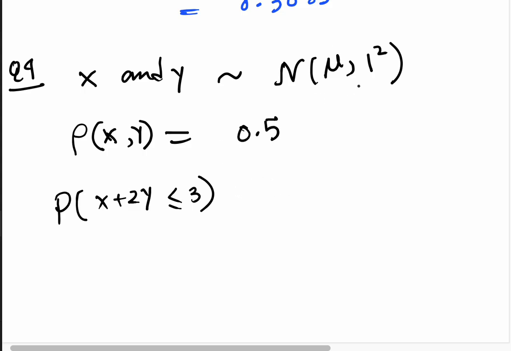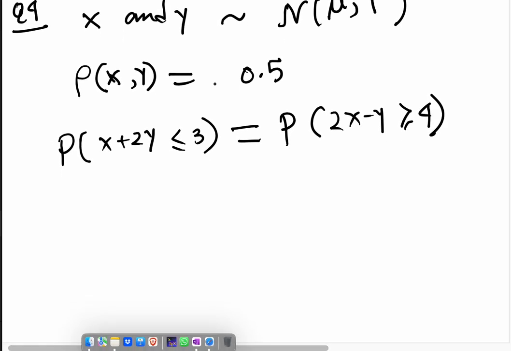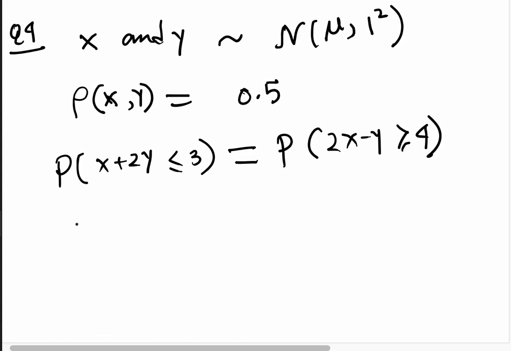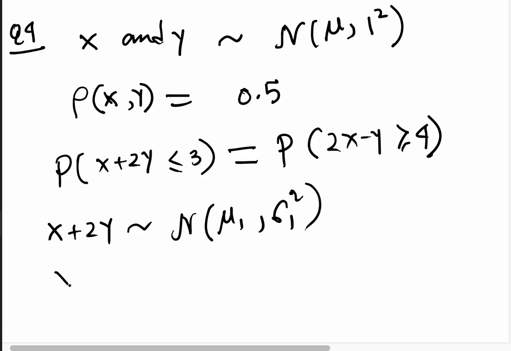the mean such that the probability of X plus 2Y less than or equal to 3 is equal to the probability of 2X minus Y greater than or equal to 4. How to find that? So let's see. We know that any linear combination of normally distributed random variables is again a normal distribution. So that means X plus 2Y should be a normal distribution with some mean and some standard deviation, and this 2X minus Y is also a normal distribution with some mean and some standard deviation.